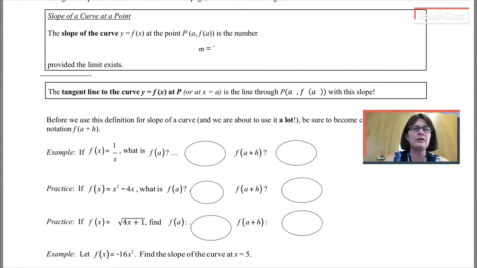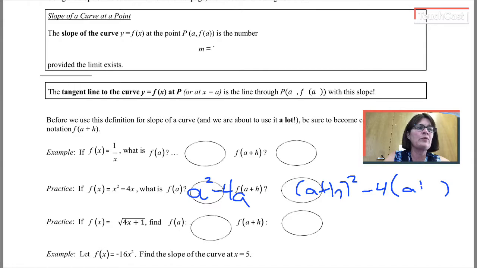I'll do one more with you, so you can kind of get the hang of it. I'll let you try the last one on your own. If f of x is x squared minus 4x, f of a is, everywhere I used to say x, now I'm going to say a, so a squared minus 4a. F of a plus h is going to be (a plus h) squared minus 4 times, don't forget your parentheses, (a plus h).